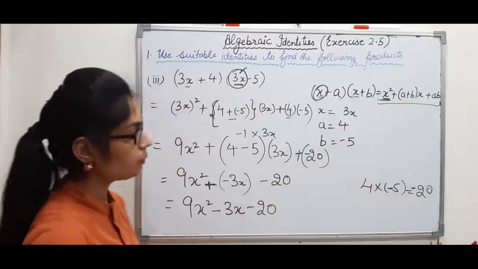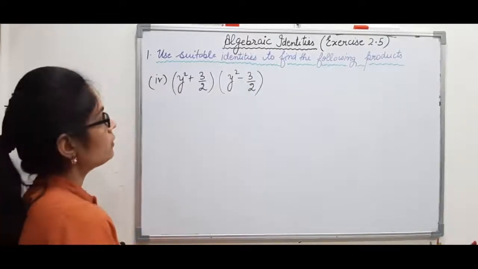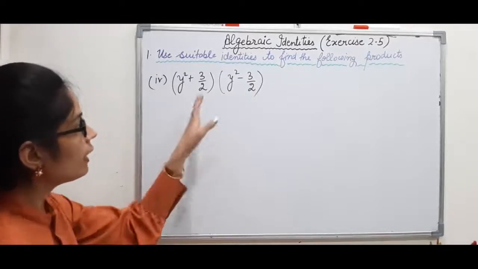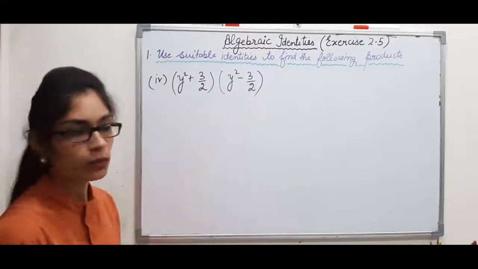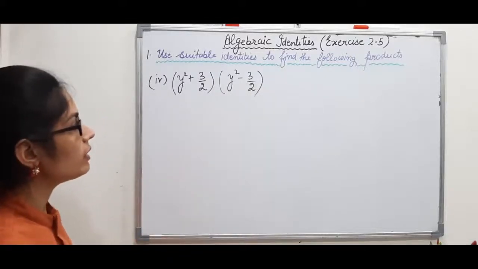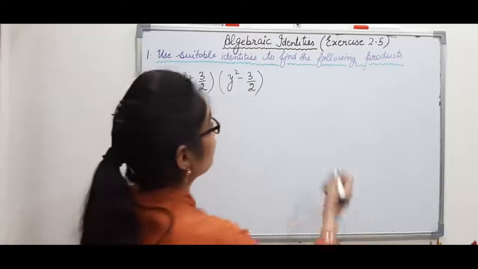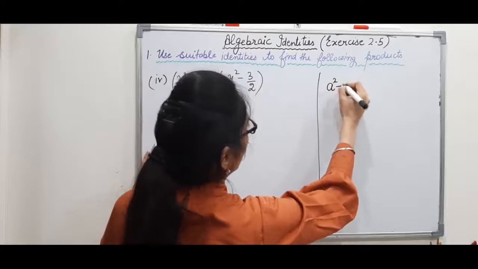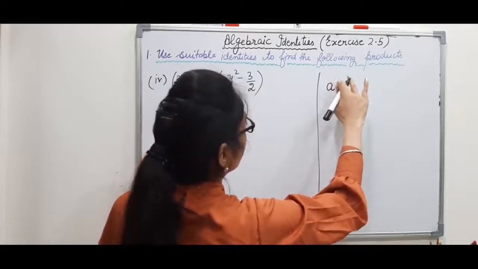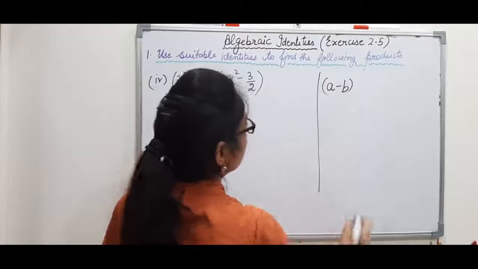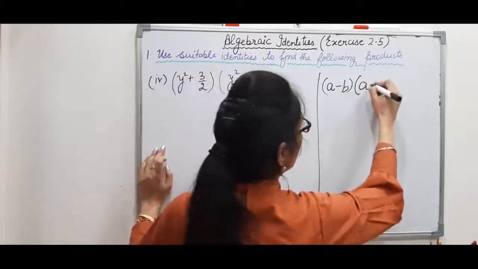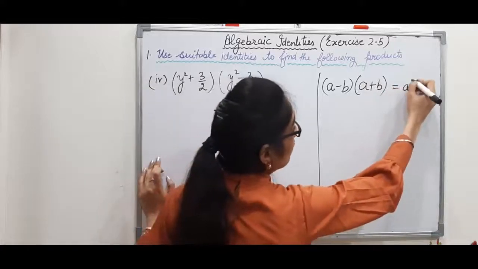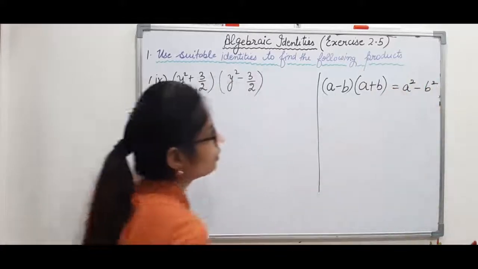Now let's do the next part, the fourth part. So it is y square plus 3 by 2 into y square minus 3 by 2. So we have to see which identity we can use. One identity we have seen: a minus b into a plus b is equal to a square minus b square.